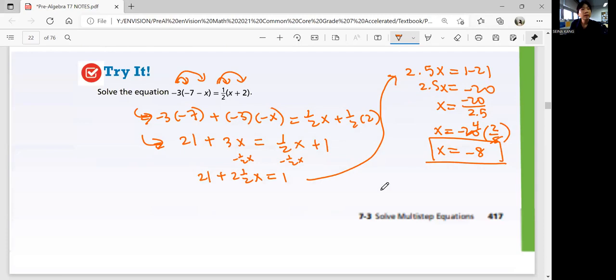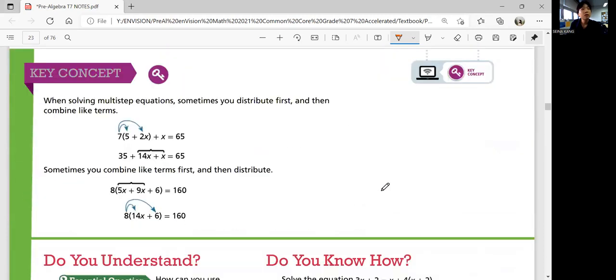All right, let's summarize our lesson. So in this lesson, we talked about multi-step equations. When solving multi-step equations, sometimes you distribute first and then combine like terms. And be careful with the negatives, okay? But sometimes you combine like terms first and then distribute. So it depends. That was lesson 7-3, solving multi-step equations.